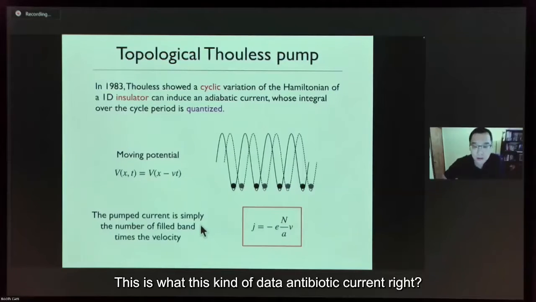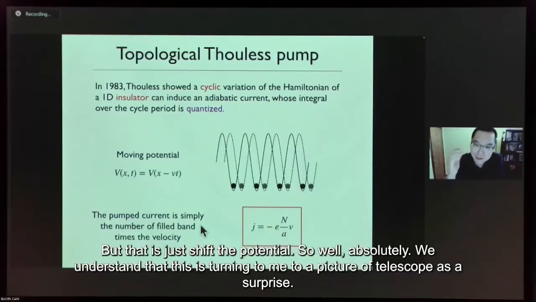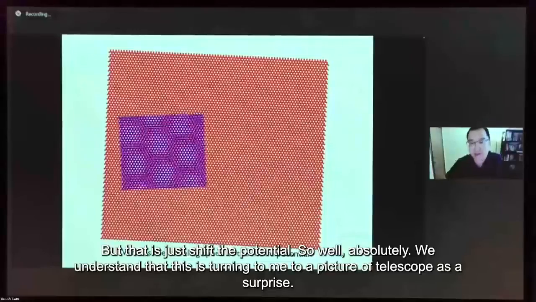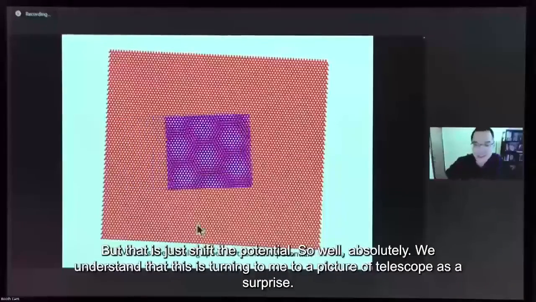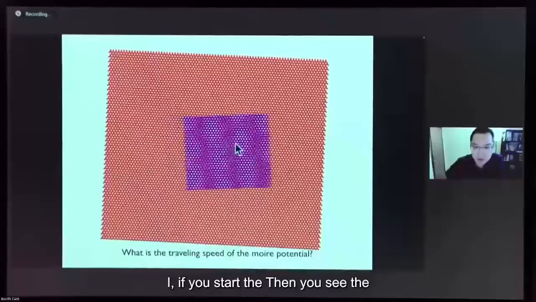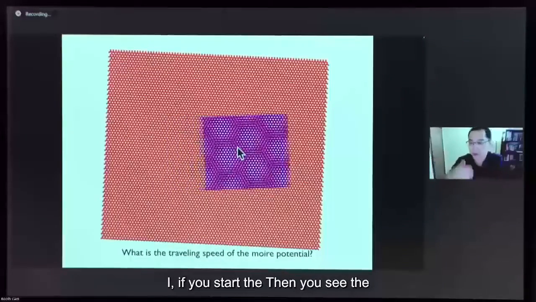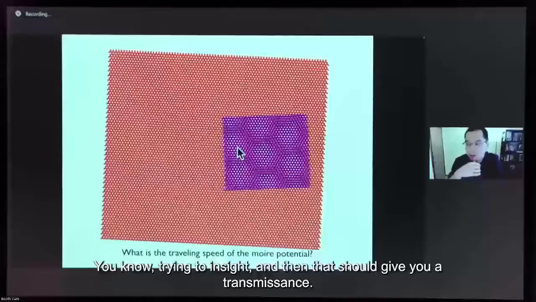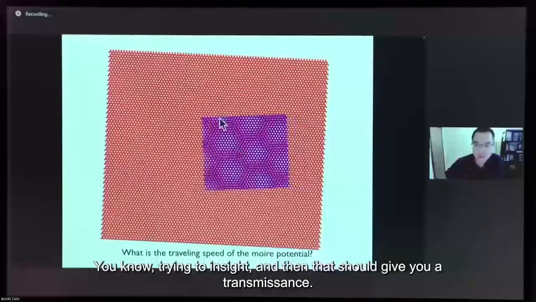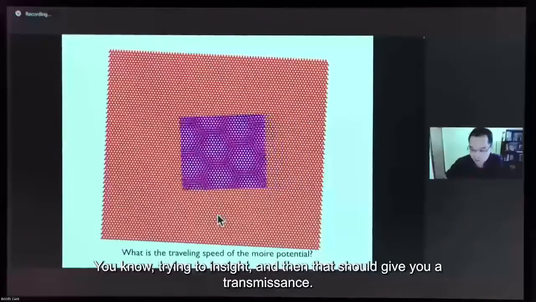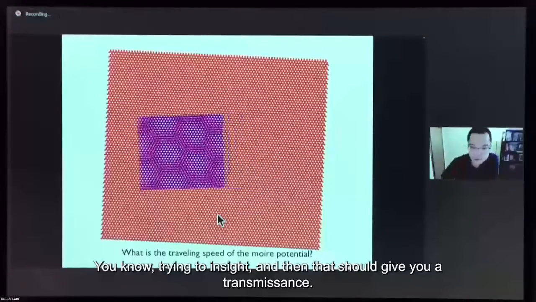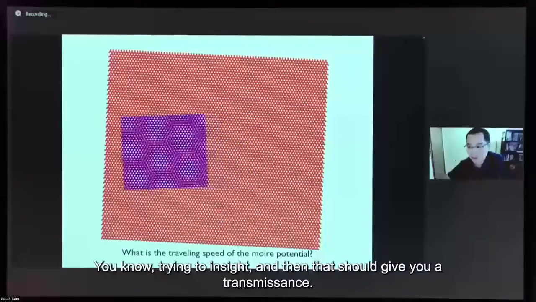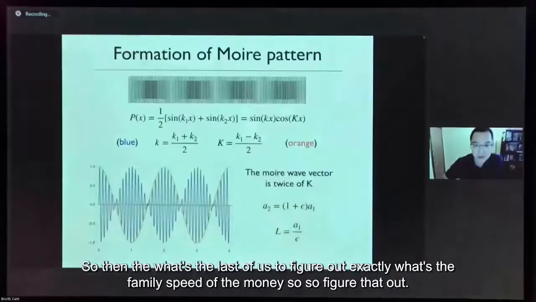Once we really understand this very intuitive picture of the Thouless pump, it shouldn't come as a surprise. If you start dragging one layer, then you see the Moiré potential is moving, and because each Moiré potential can trap one electron inside, that will give you a transverse current. So what's left for us to figure out is what's the traveling speed of the Moiré potential.